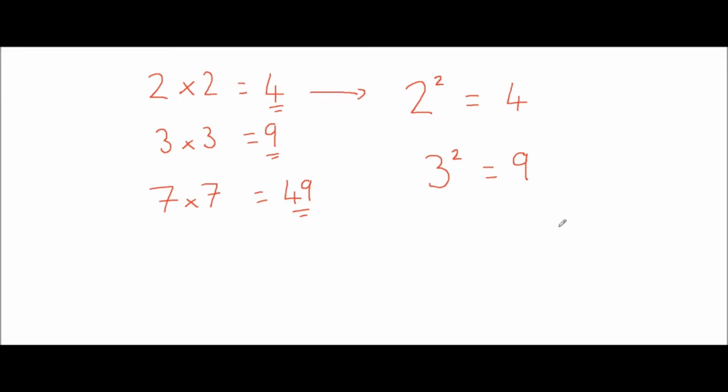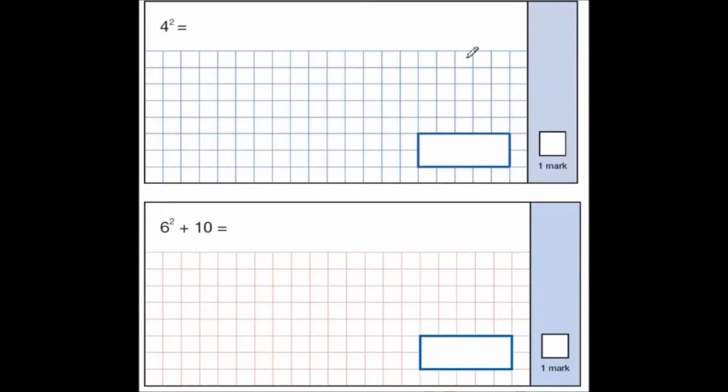Let's put that into practice now with a few example questions. Let's do these first 2 questions then. So the first one, 4 squared. That is simply 4 multiplied by 4, which is 16. So we can go ahead and pop 16 into the box.